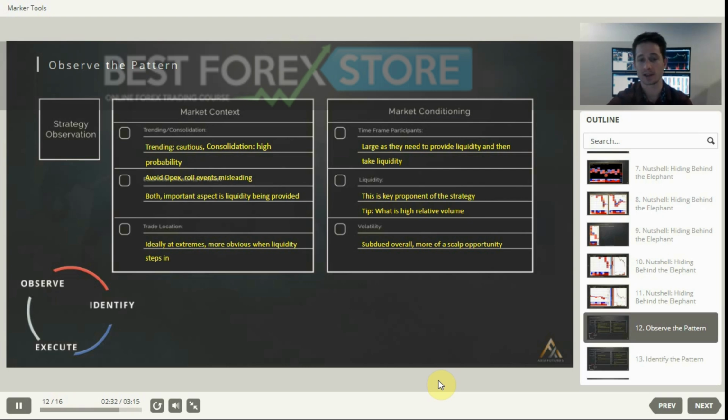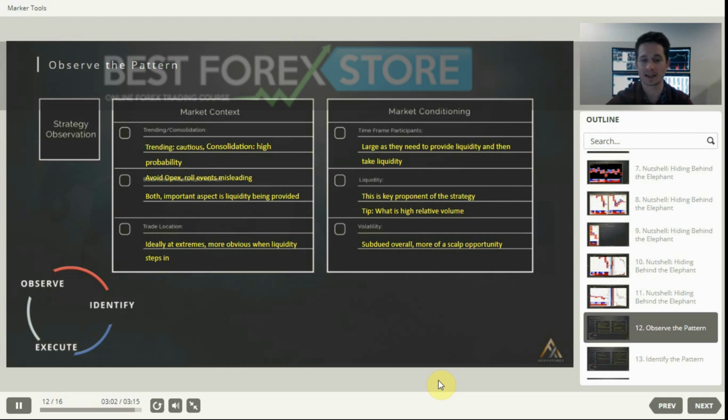Now note, in terms of liquidity, this is the key proponent of the strategy. This is what fundamentally underlines this trade strategy. So the tip, don't forget, was what is high relative volume. That's the key. You can obviously learn to see what an iceberg or an elephant looks like, but it needs to be relatively high. And do note, when we saw that relatively high volume that failed, you need to learn to differentiate between what's a good elephant and what's not a good elephant.